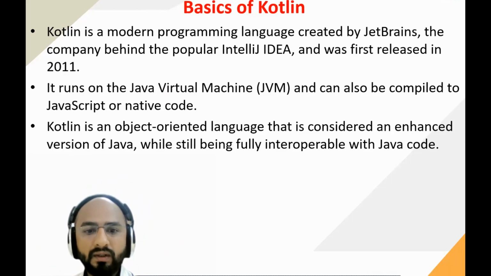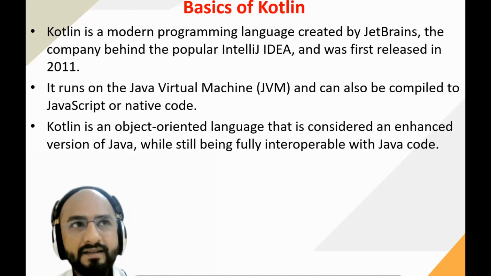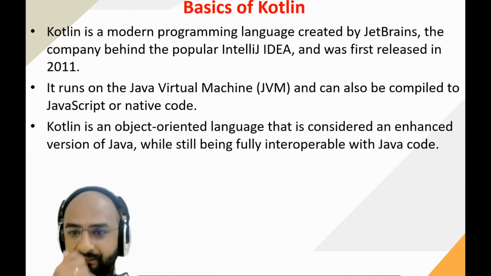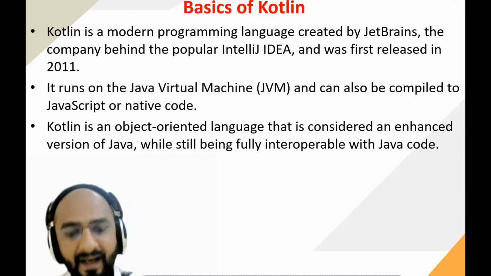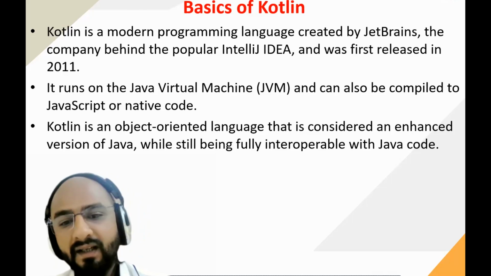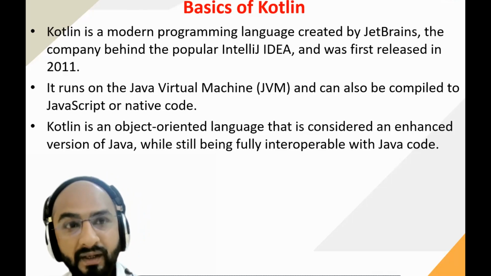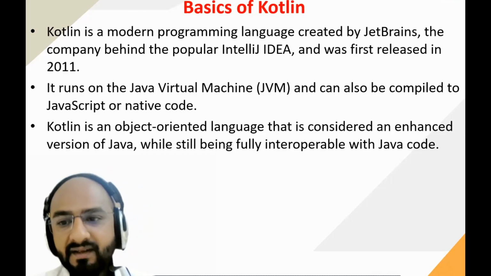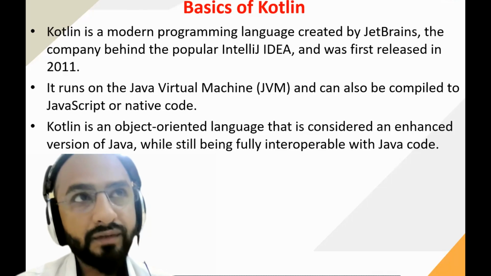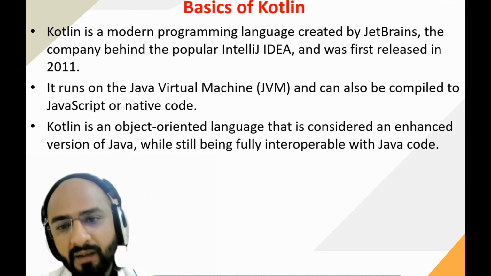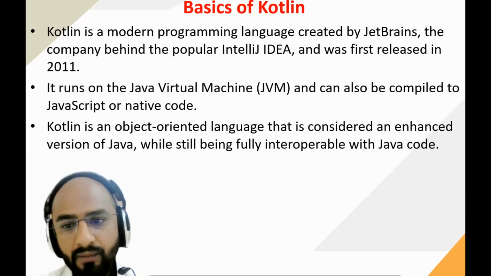So we can say Kotlin is an object-oriented language, same as Java. Java is also object-oriented, and Kotlin is also an object-oriented language. It is considered an enhanced version of Java. That is why Google is supporting the Kotlin language for mobile application development. Right? So we can say Kotlin is an advanced, enhanced version of Java, and it will be fully interoperable with Java code.